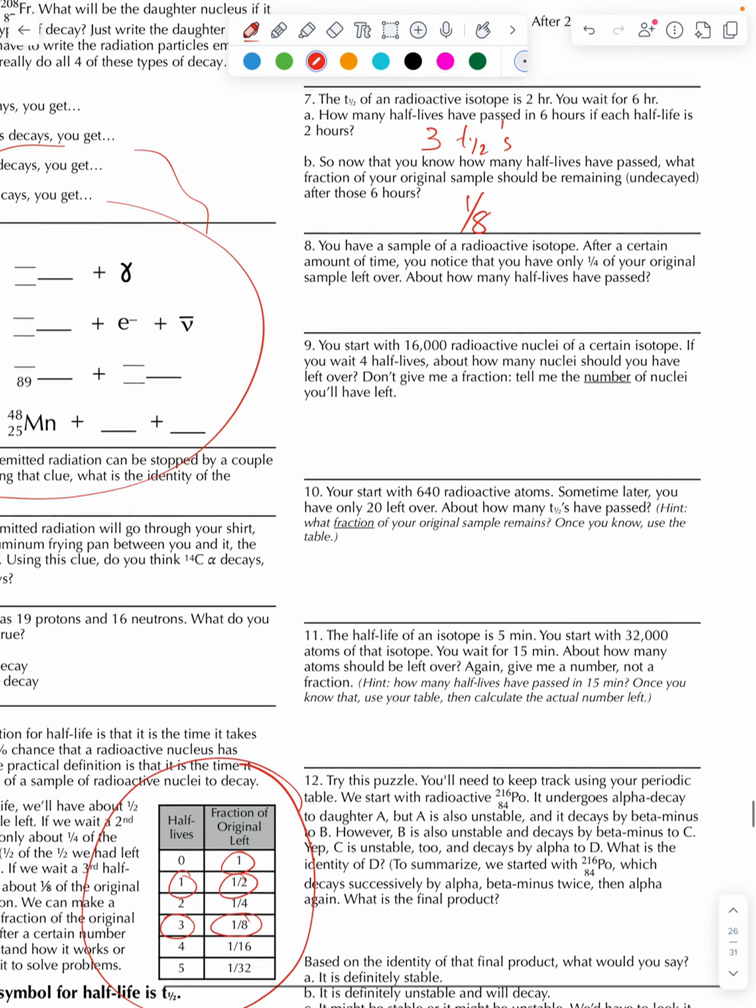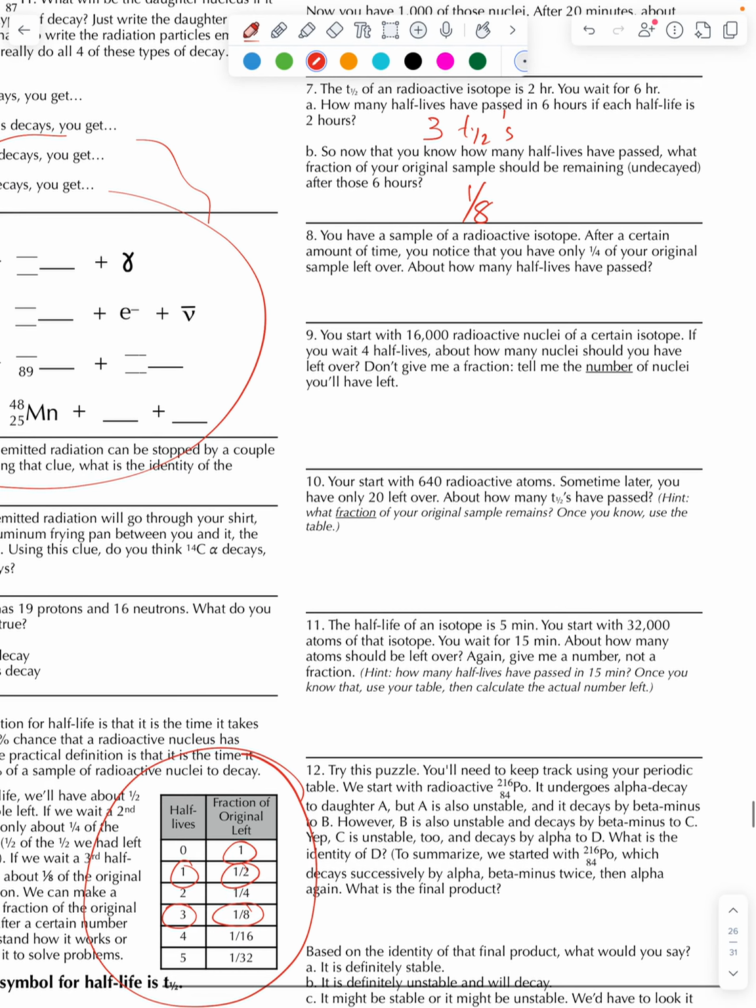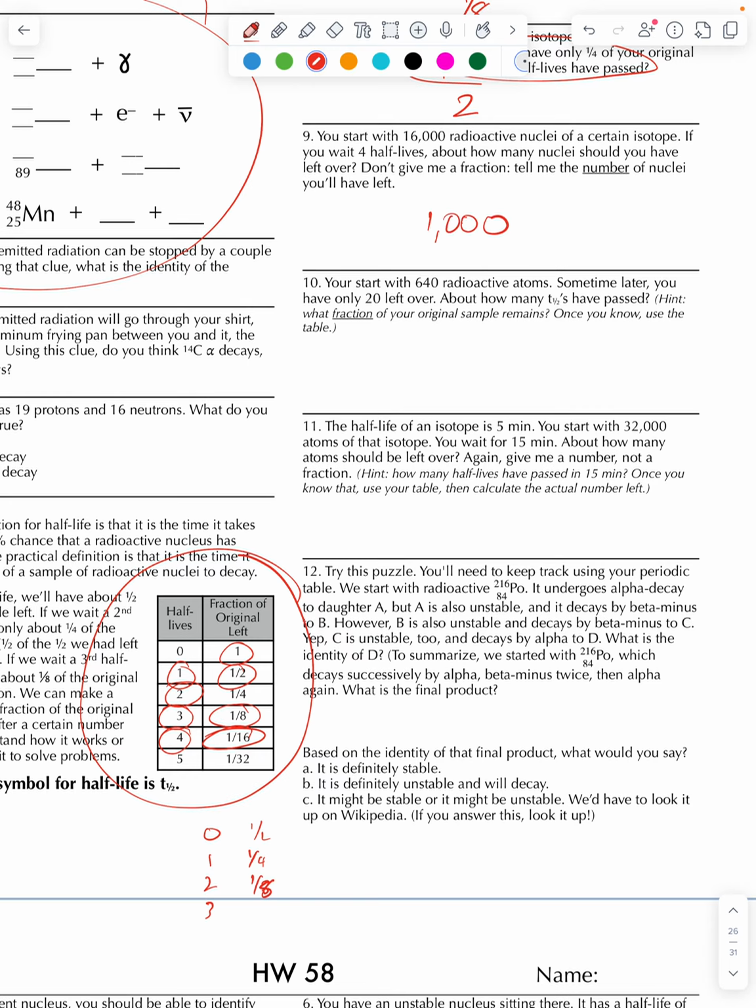All right, number 8, I'm trying to hurry because I know this is long and they're still creating havoc in the prep room. So I got to go in there and check to see what they're doing. You have a sample of a radioactive isotope. After a certain amount of time, you notice you only have 1/4 left. Well, 1/4 left means how many half-lives have passed? Well, 2 half-lives, and that's just what the question's asking. But hopefully we'll get to slightly trickier problems here. You start with 16,000 radioactive nuclei. If you wait 4 half-lives, about how many should you have left over? Well, 4 half-lives, we should have 1/16. And so I said, don't just give me 1/16. How many is that? That's going to be 1,000, right?